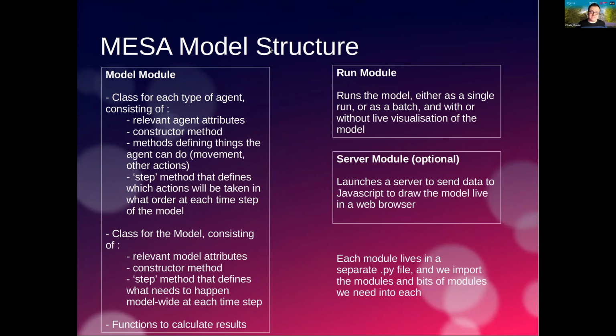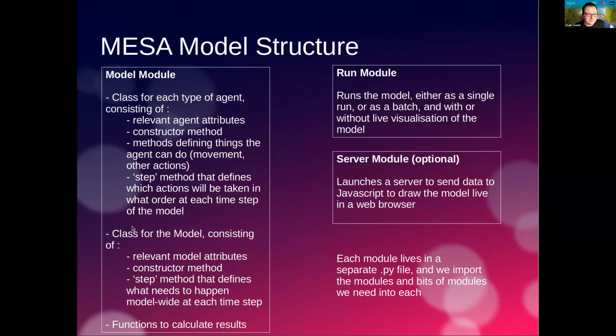So let's talk a little bit, before we look at the code, about how MESA is structured. If we're building a model in MESA, then we tend to have three modules, possibly two, depending on how we run it, but we usually write the third anyway. And by modules, remember, these are just .py files. So we can think of this as having three .py files in our directory. The main one is the model module. And this one's basically going to contain all the interesting stuff describing how the model works.